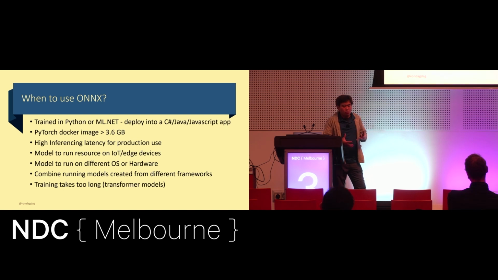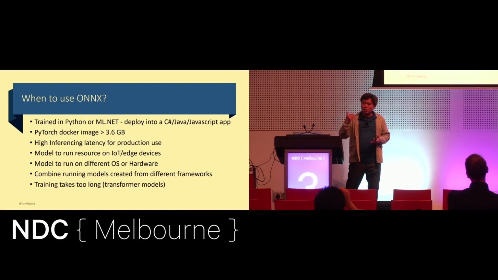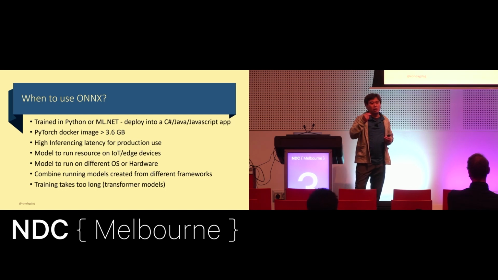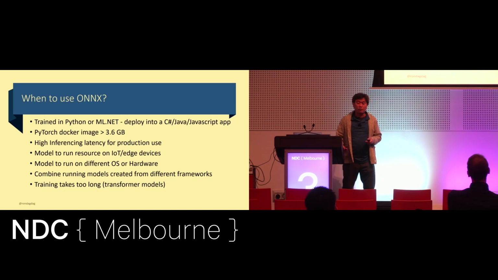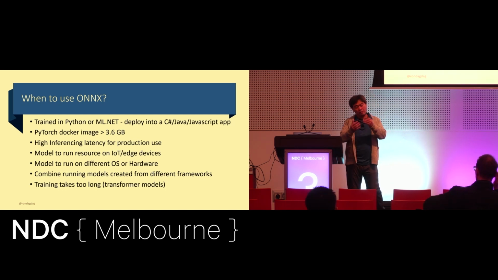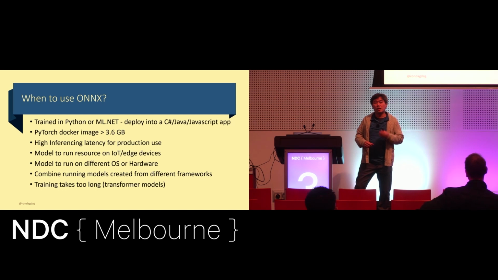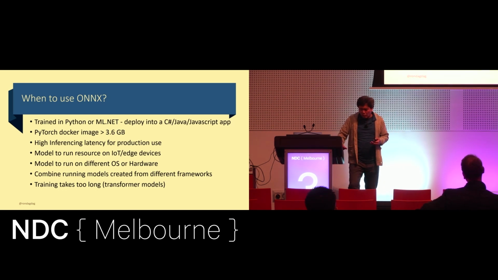So you also want to use ONNX when you need low inferencing latency. That means you really need fast results for production use. That means you're running it specifically for that machine or that device, and you're running it locally instead of in the cloud.